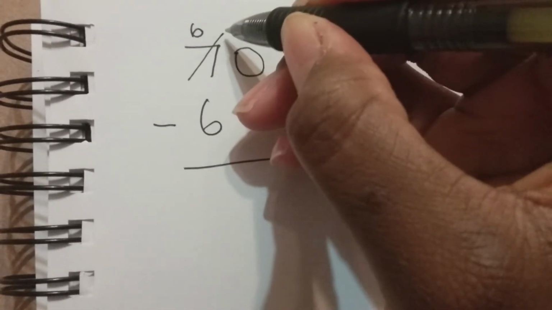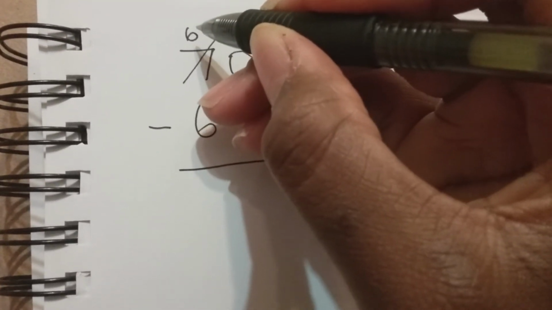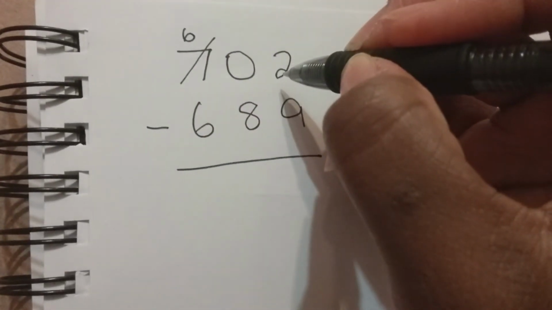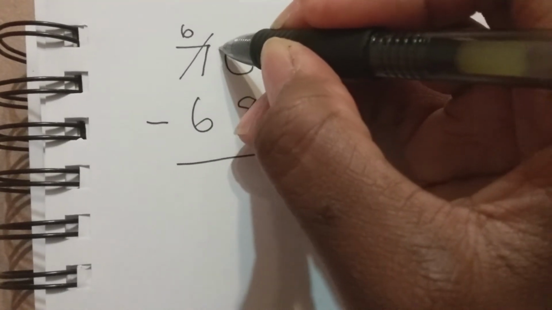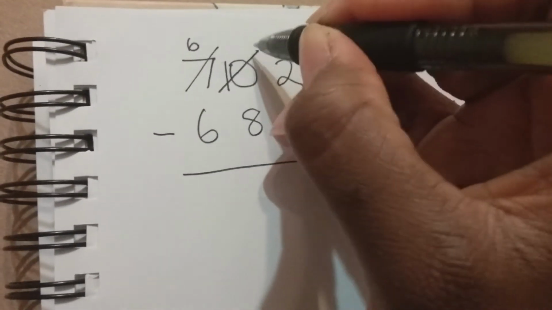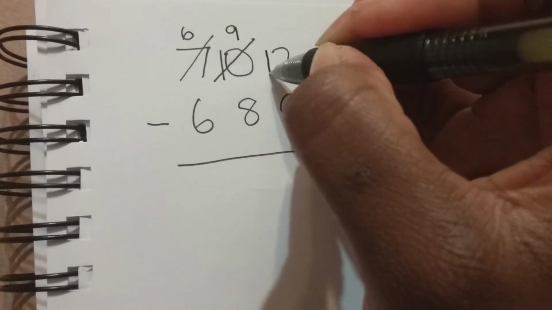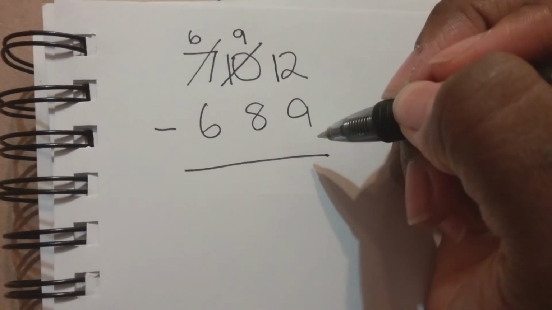Instead I go next door again and I steal from the 7, turning it into a 6. But the 1 that I stole, or the 10 that I stole, I can't take it straight over here. It has to go back in the same order. So I drop it right here, turning the 0 into a 10. Then I steal from the 10, turning it into a 9. And I bring the 10 over here. So now I have 12 take away 9.